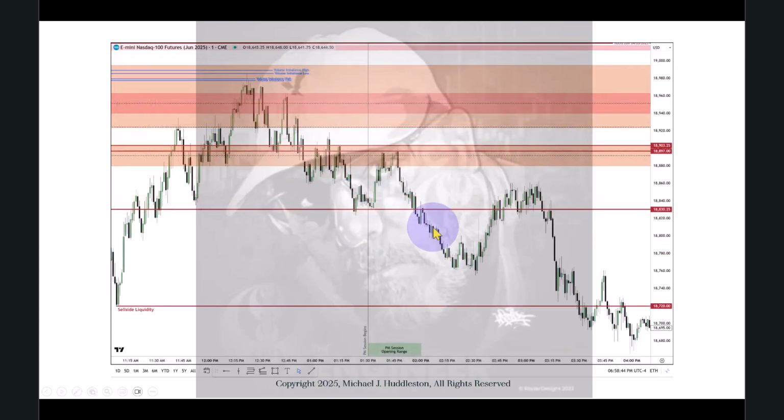Okay, and in the afternoon we have here at 1:30, I teach that begins the opening range for the PM session. So 1:30 in the afternoon to 2 o'clock, that is your opening range for the PM session. What do you do with that information? Well, I taught that the first presented fair value gap, which is this one right here, if you're bearish, it's going to act as what?